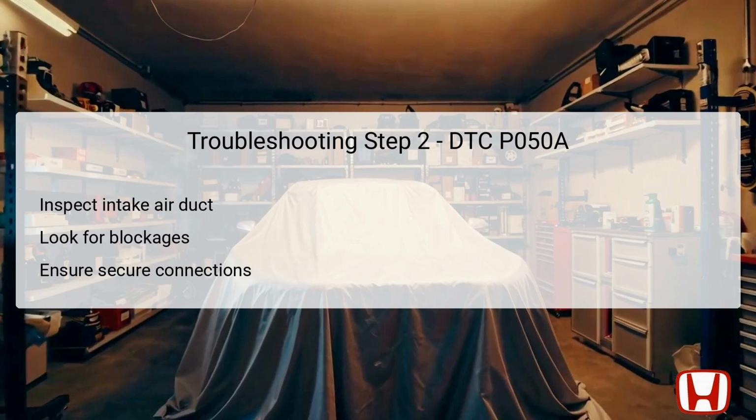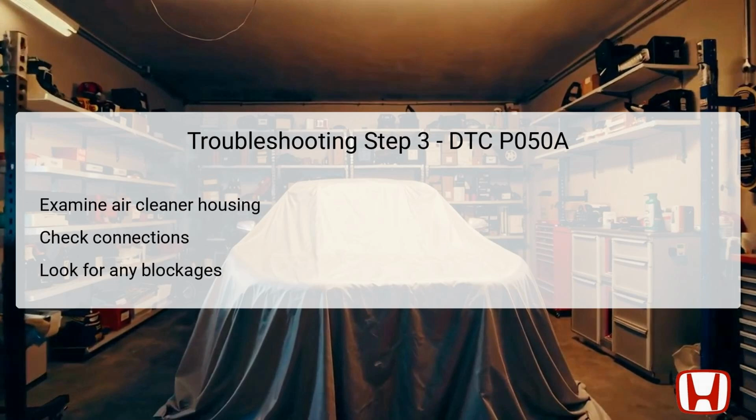In this step, you will visually inspect the intake air duct. Check for any signs of poor connections or potential blockages that could impede the air intake. Any restrictions in the intake route can lead to incorrect air-fuel ratios during the initial engine start, thereby causing DTC P050A to trigger. Ensure that all connections are secured properly and free of any debris. If everything appears in good condition, proceed to the next step. However, if blockages or connection issues are found, these must be resolved to ensure proper airflow and system functionality.